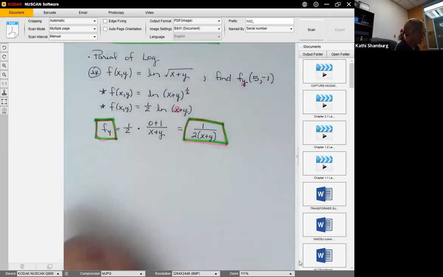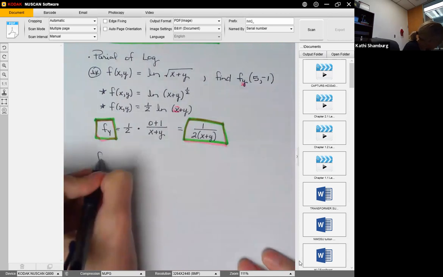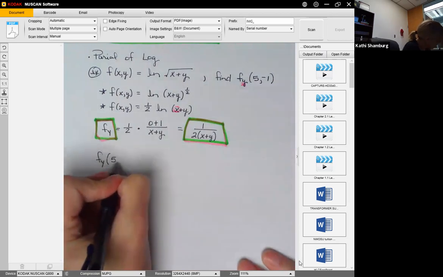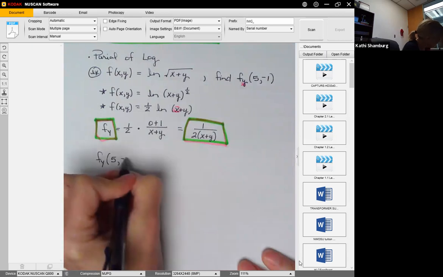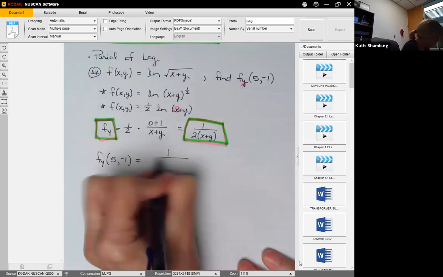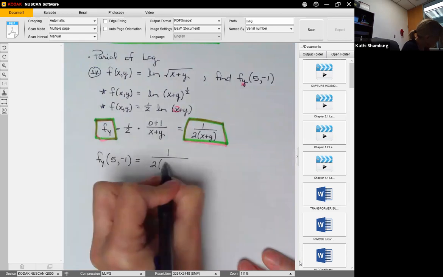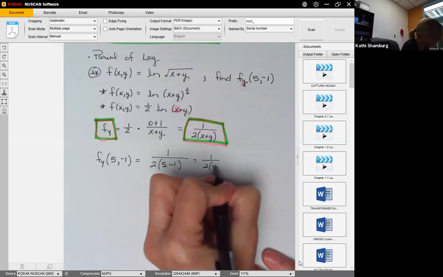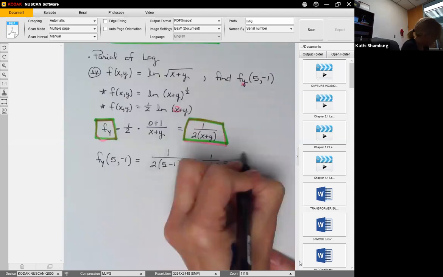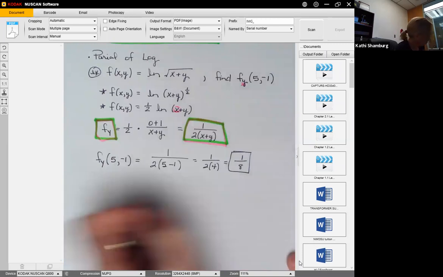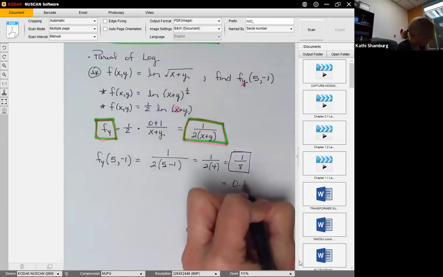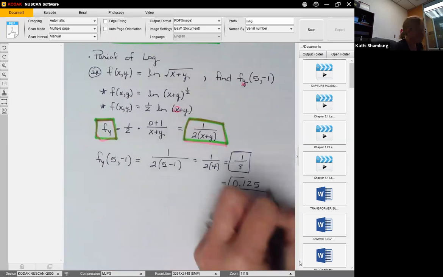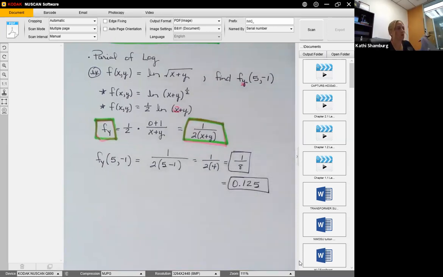All right. So we've done the first part, but now we're going to substitute in. So we have the derivative, and we're going to substitute 5 in anywhere there's an x, and -1 anywhere there's a y. So I'd have 1 over 2 times 5 minus 1. So 1 over 2 times 4. So I get 1/8. If it has you enter it as a fraction, or that converted to a decimal is 0.125. Just pay attention to the way WebAssign wants you to enter it. Okay. All right.